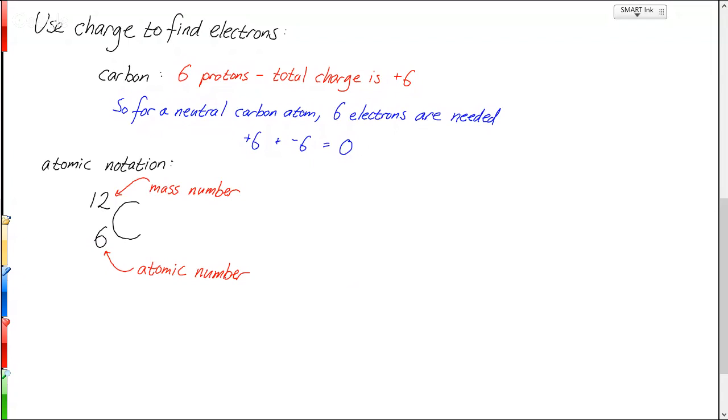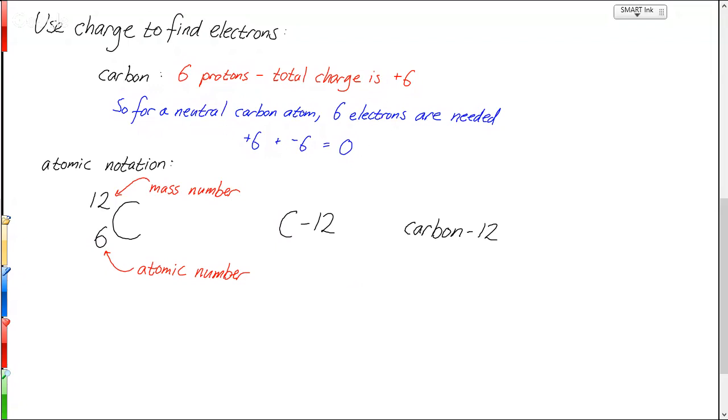Other ways that this can be notated, sometimes you'll see like this. So C-12 tells us the mass number is 12, or written out like this, carbon-12. And we're going to see in a little bit that that number can actually change in some different particles. So that's why it's important to sometimes specify that.